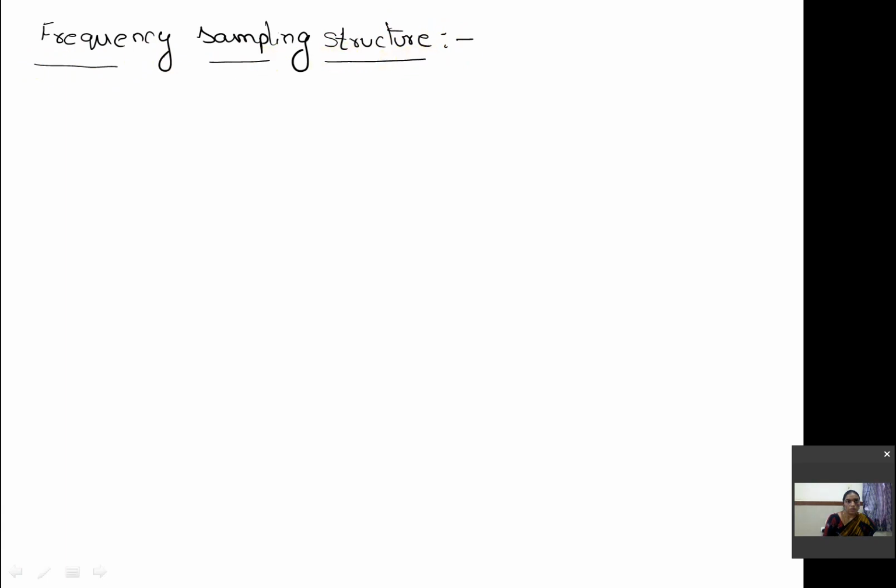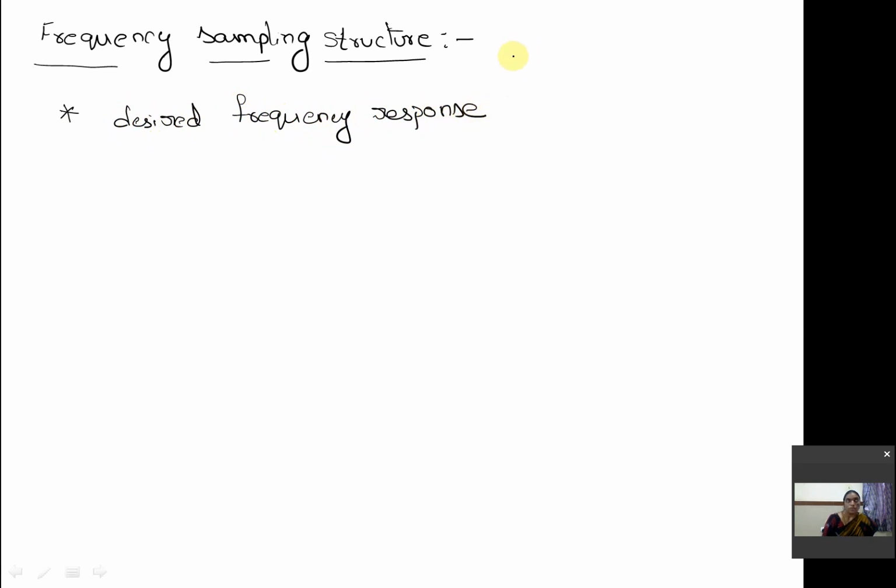Frequency sampling structure. Okay, up to now we have seen direct form realization structure, cascade form realization structure and linear phase realization structures. So now this is the one, frequency sampling realization structure, to realize the FIR systems. This one is used for desired frequency response cases.